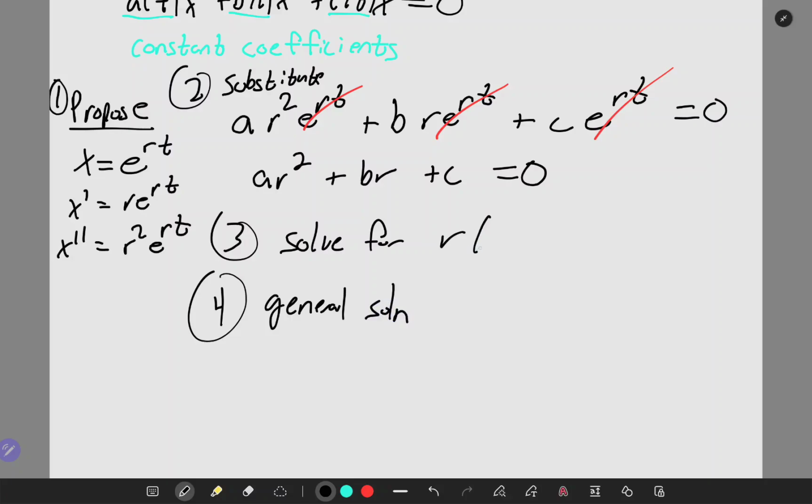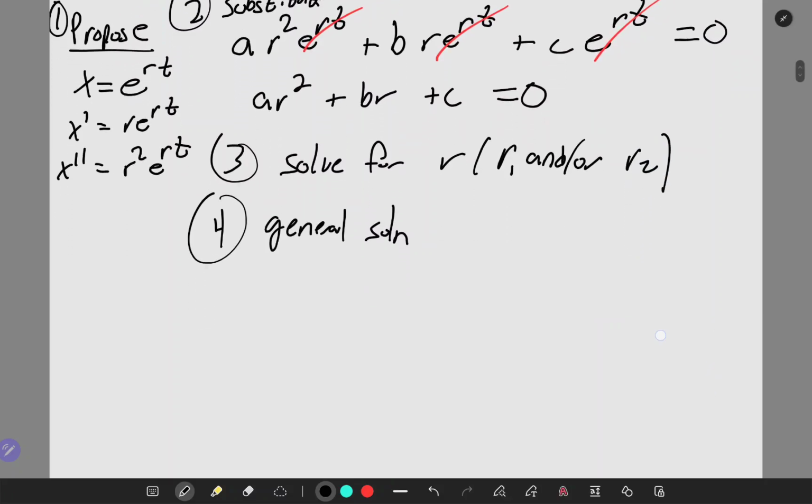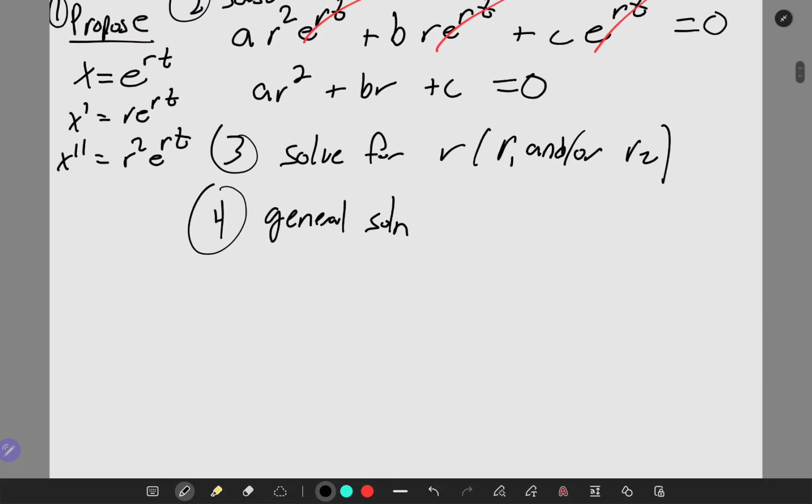So we're going to have most likely r1 and/or r2. So what that means, when we propose a general solution, it's going to look something like this: C1 e to the r1t plus c2 e to the r2t. So that's our general solution.